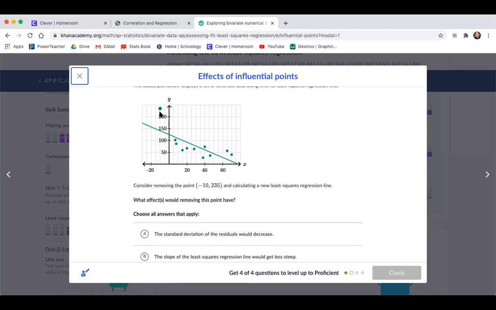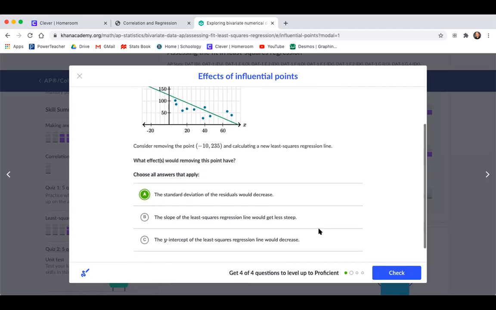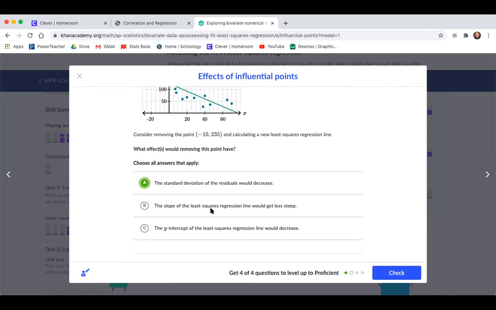This point is further away than the average distance of these points. So this residual is greater than average. So if I took it away, absolutely the standard deviation of the residuals is going to decrease. Let's look at the other stuff here. The slope of the least squares regression line will get less steep.